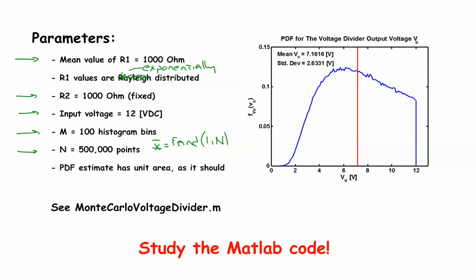All right. That's where I started. And I checked it, and my PDF does indeed have unit area. Okay. All right. You'll notice that my PDF drops off real hard at 12 volts.